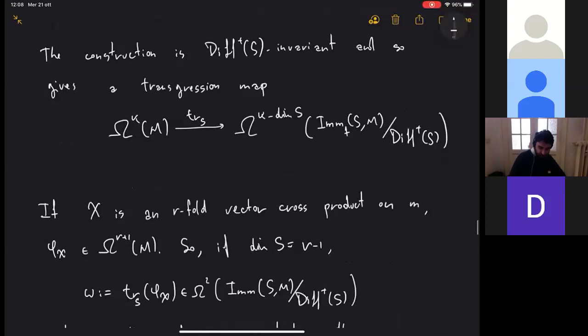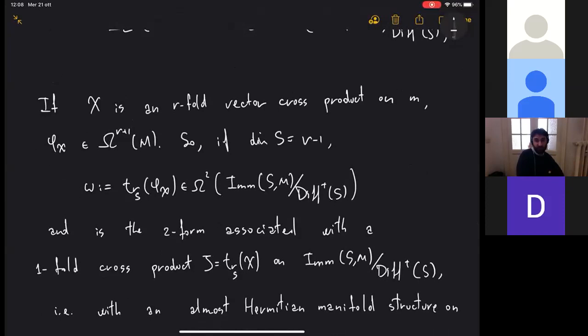Okay, so let us now take chi to be an r-fold vector cross product on M. This means that the associated form is an (r+1)-form on M. If the dimension of S is r minus 1, as I'm assuming, the transgressed form will have degree r plus 1, which is the starting degree, minus (r minus 1), so two. So this will be a two-form, and this will be the two-form associated with a one-fold cross product. A one-fold cross product, we said, is an example of the first family, and so it is a complex structure. It's some linear operator from the tangent space to the tangent space such that J squared is minus one. This is how J is defined on the space. I hope this answers Igor's question. Igor?